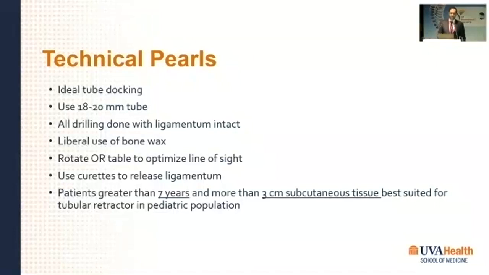I think the use of 18 to 20 millimeter tubes is pretty adequate for pediatric patients. We do all our drilling with the intact ligamentum in order to prevent durotomies from the drill. Liberal use of bone wax for hemostasis. You can always rotate the OR table to optimize the light and line of sight. Using curettes to release the ligamentum. And then we found that this is a really good technique for patients who are greater than 7 years old, and with 3 centimeters or more of subcutaneous tissue, just for docking reasons.